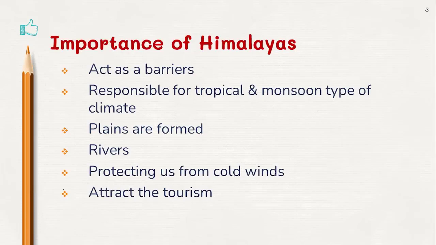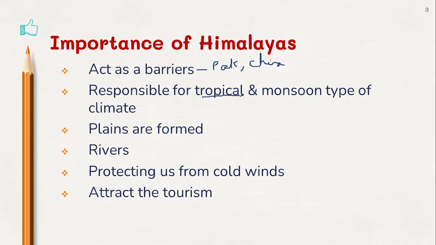The Himalayas act as a barrier protecting us from surrounding countries like Pakistan, China, and some Iran, Iraq, the countries which are on the northern side. And the Himalayas are also responsible for tropical and monsoon type of climates. Because of this we are getting monsoon type of climate.